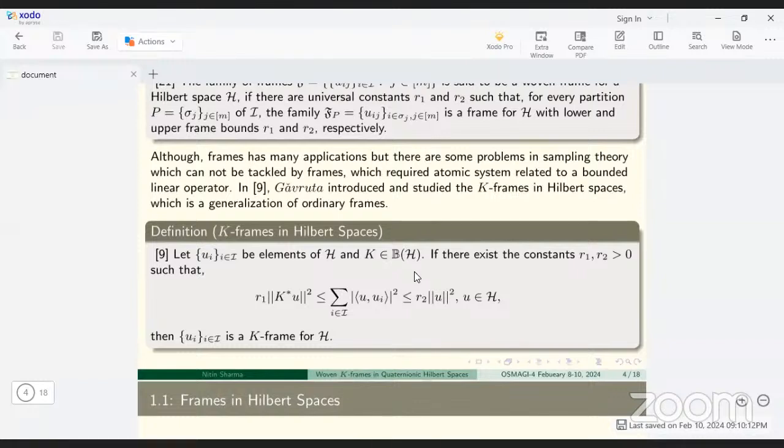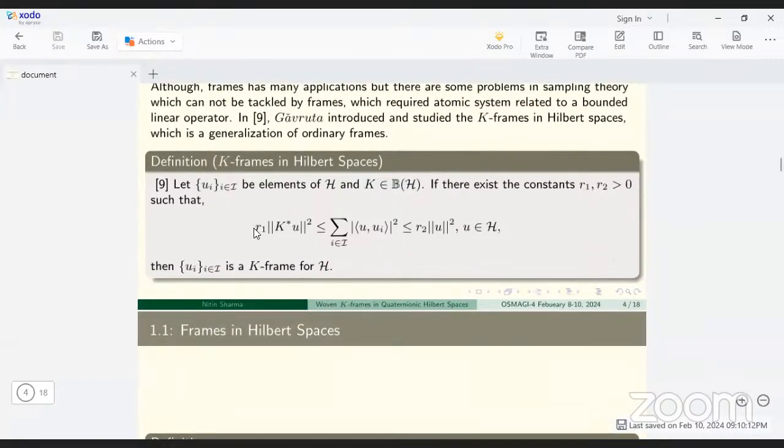Although frames have many applications, there are some problems in sampling theory which cannot be tackled by frames, which motivated Gavruta to define K-frames in Hilbert spaces. So let U_i be elements of H and K be a bounded linear operator from H to H. If there exist R1 and R2 such that this holds, where K star is the adjoint of K, if this inequality holds for every U in H, then we will say this family U_i forms a K-frame.